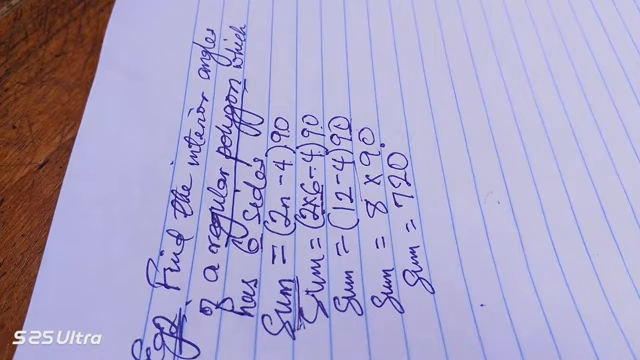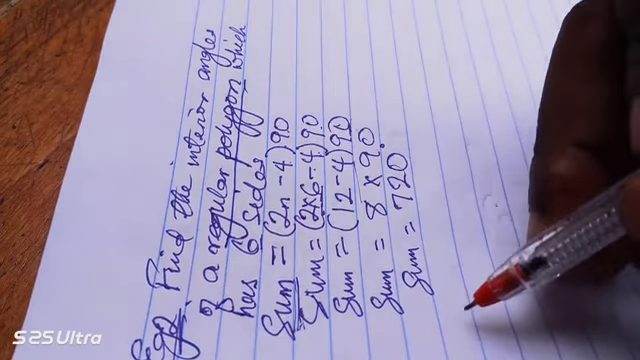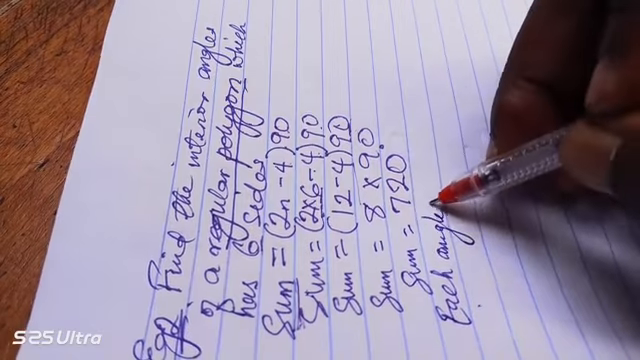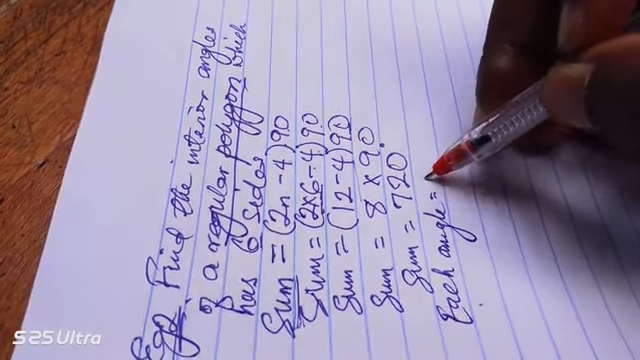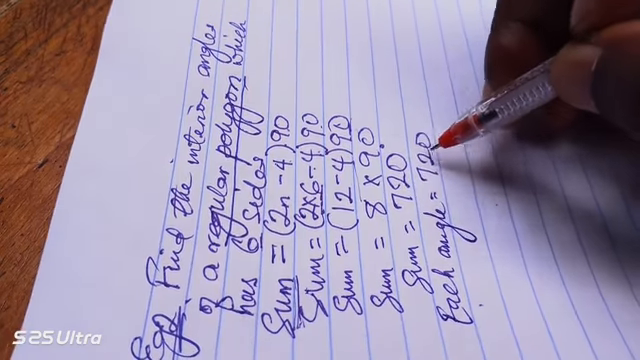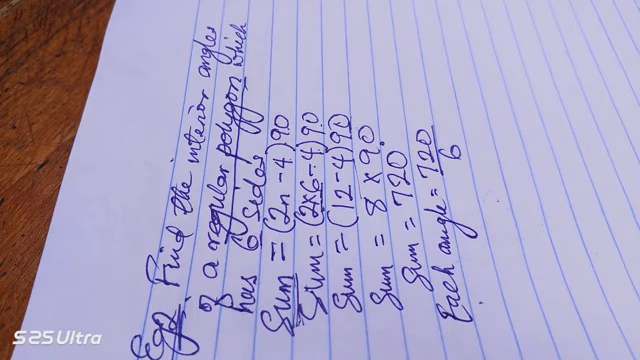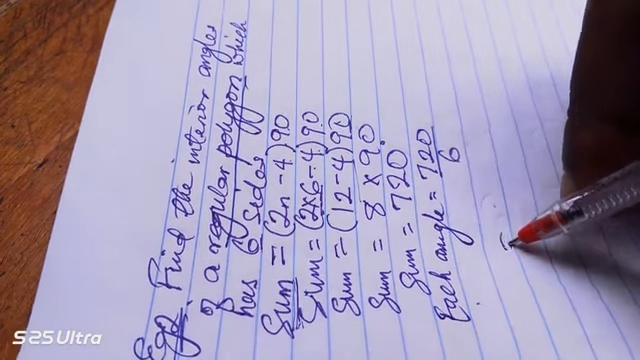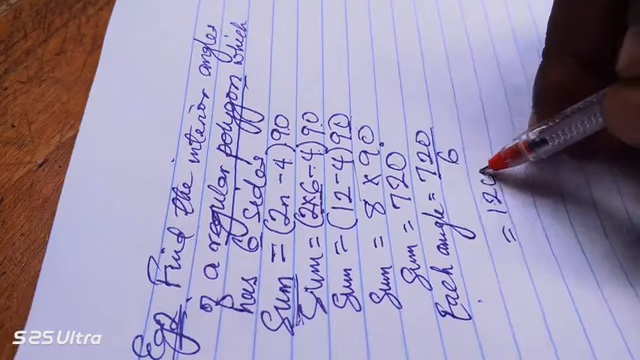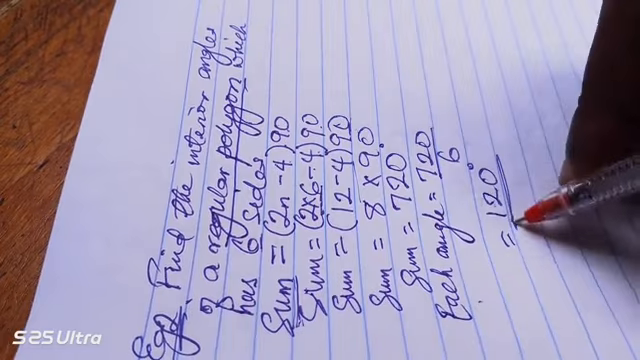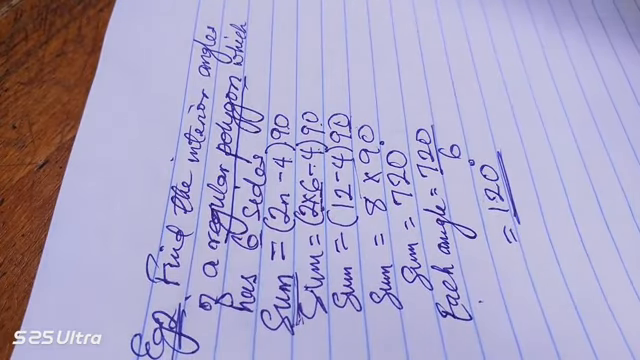What would each one of them be? Each angle will be equal to the total, 720, divided by the number of angles, which is 6. 720 divided by 6 gives 120 degrees. That's our answer. Each angle will be 120 degrees.